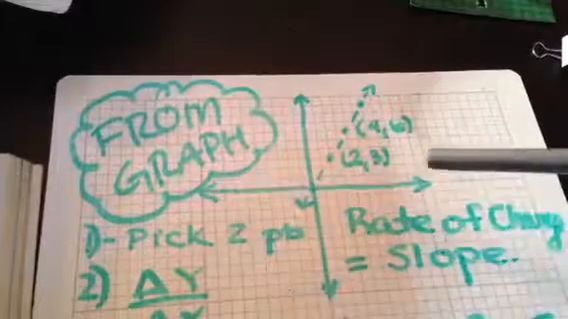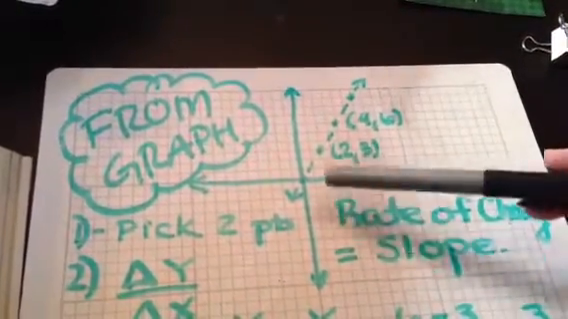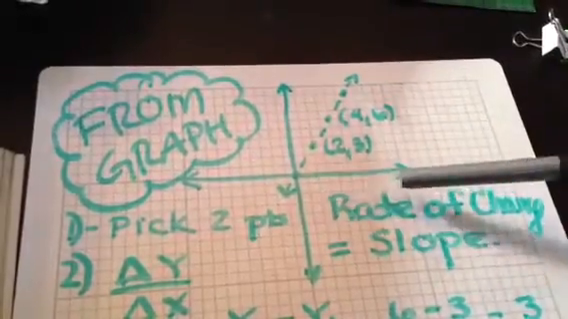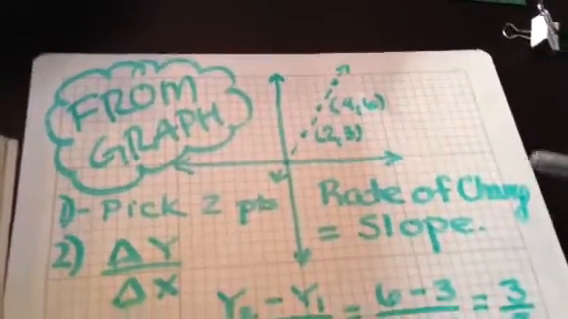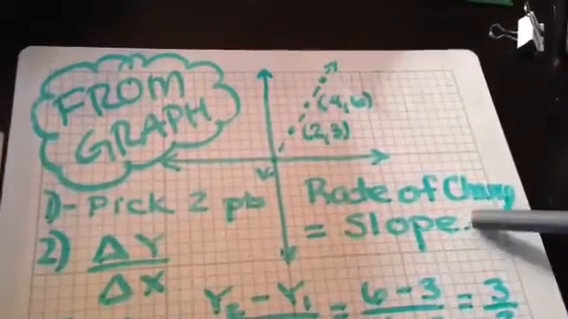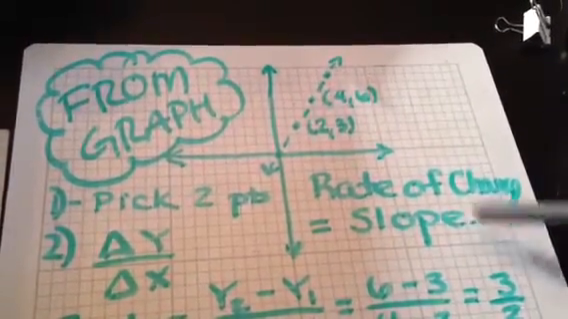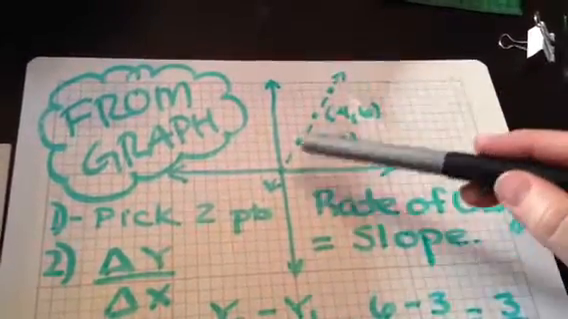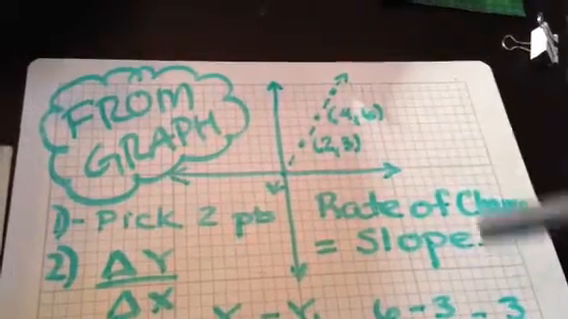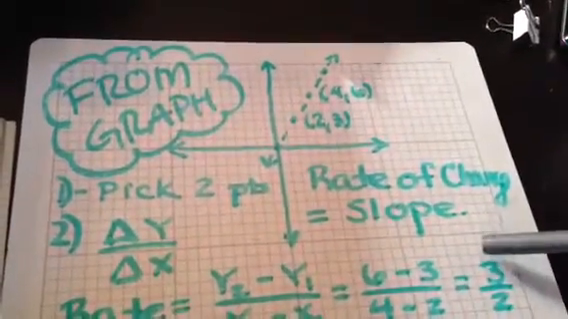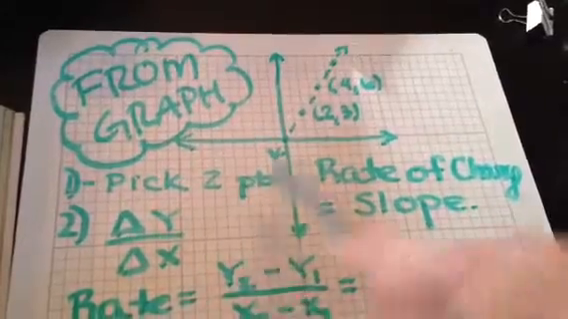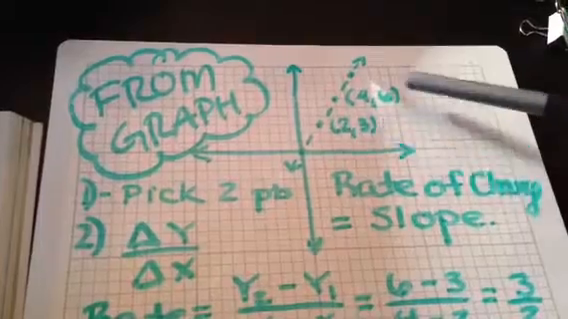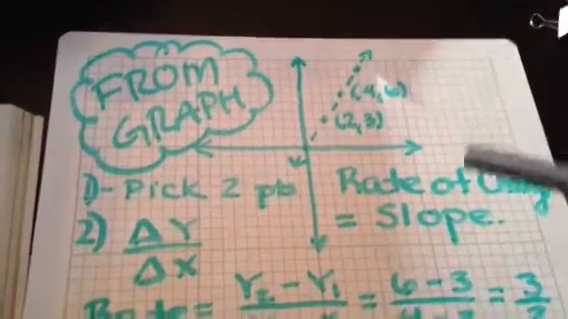So we have this graph, and this graph is showing some type of relationship between our x variable and our y variable. And on a graph, the rate of change is going to be equal to the slope. Okay, so the slope, as you'll remember, is just how steep this line is. So to figure out the rate of change or the slope from a line, you first pick any 2 points. So right here, I've just picked 2 points. I picked this one here, which is 2, 3, and this one here, which is 4, 6.